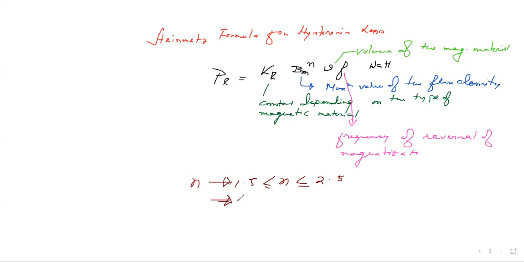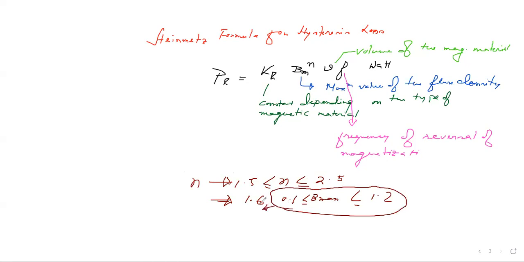But for some specific magnetic materials, we can assume n as 1.6 if Bmax lies between 0.1 to 1.2 Weber per meter square. If Bmax is within the range, we can write n as 1.6. Okay, so this is the empirical formula. From that we can find out the hysteresis loss for a particular magnetic material.